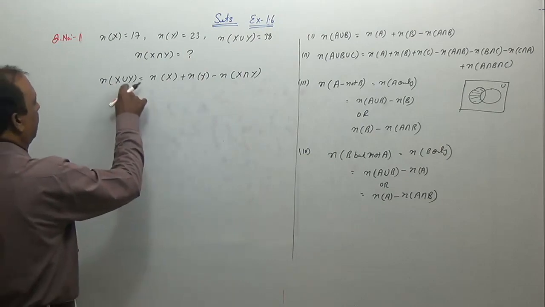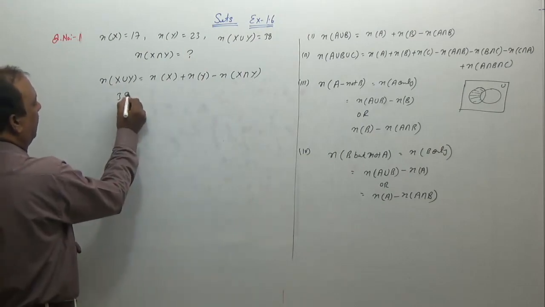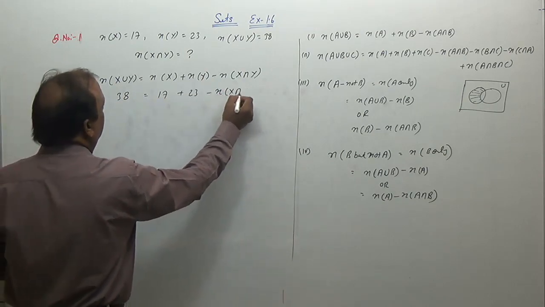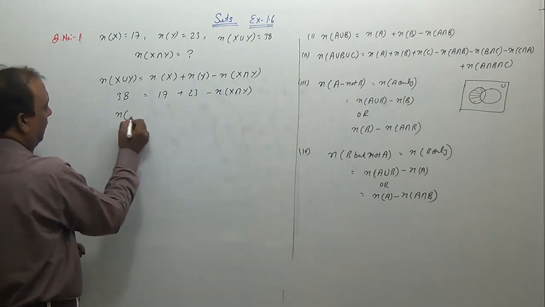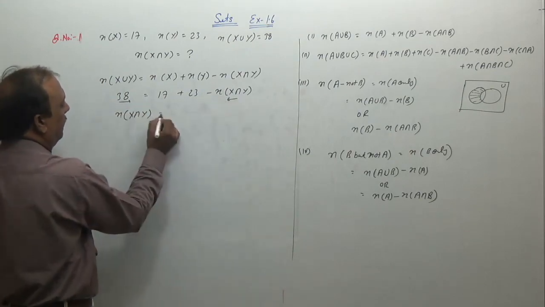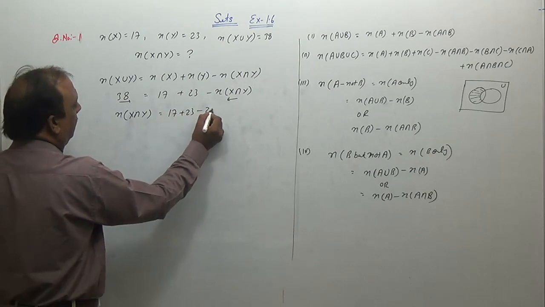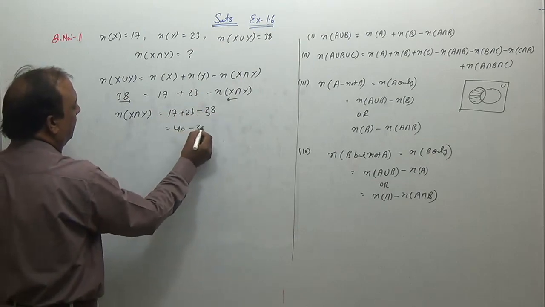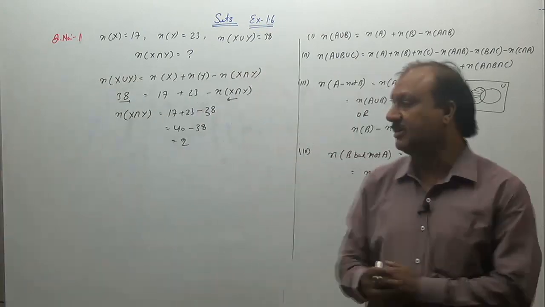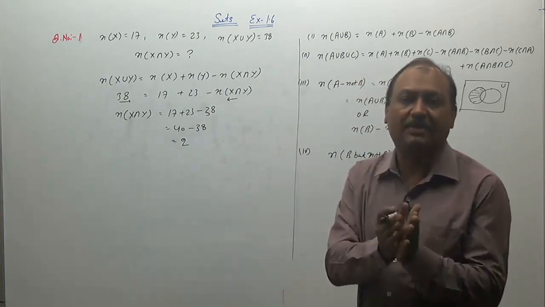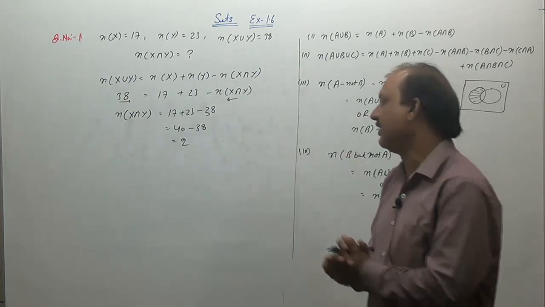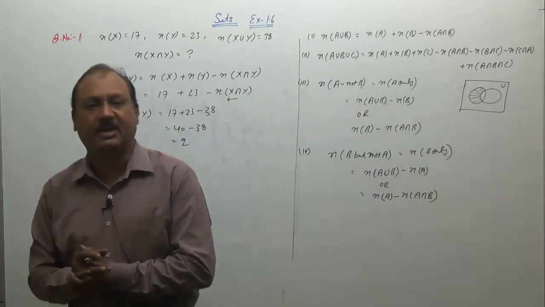In this property we know that the number of elements of X union Y is 38, these are 17 and 23, and this one is required. So we can calculate X intersection Y by transferring terms: 17 plus 23 minus 38, that is 40 minus 38, that is 2. So the number of elements in X intersection Y is 2. There are 2 elements which are common in set X and set Y.